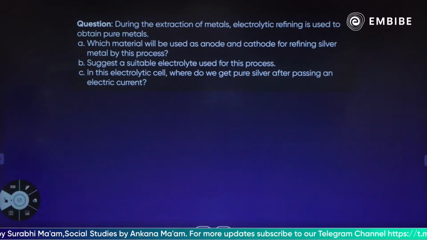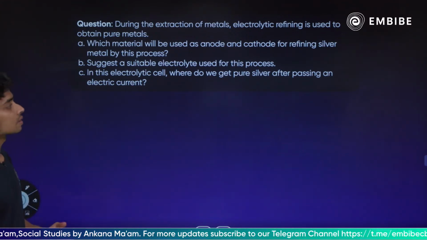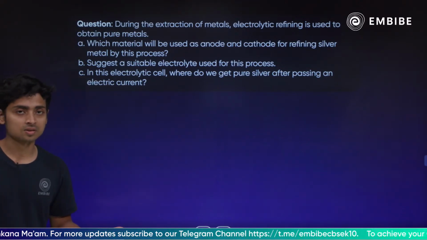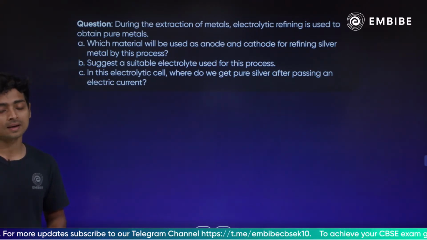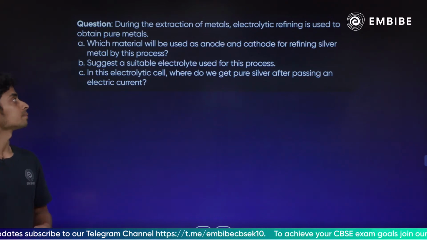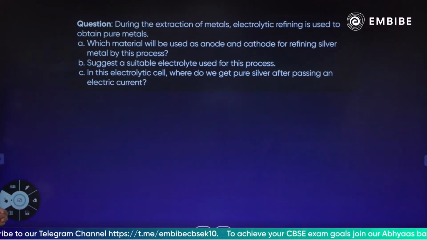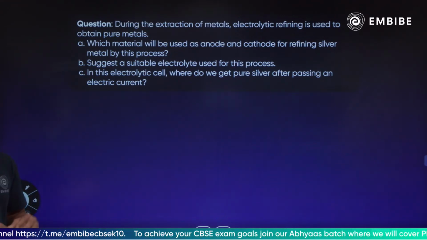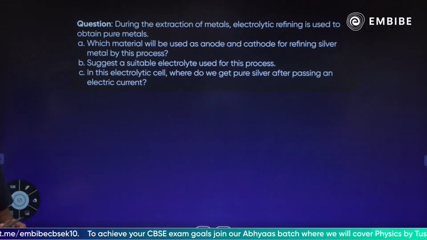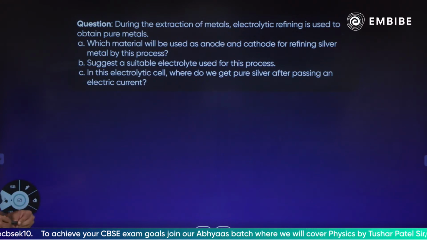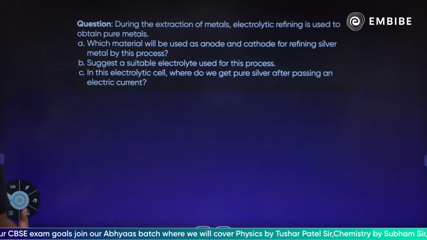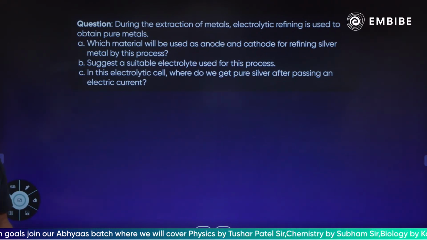Your question is that during the extraction of metals, electrolytic refining is used to obtain pure metals. Refining is the last process in the extraction of metals to get the pure metal as pure as possible. Which material will be used as anode and cathode for refining silver metal by this process? Your goal is to obtain silver metal. Suggest a suitable electrolyte used for the process. Basically, what salt is to be used in the aqueous solution so that the solution starts conducting electricity.